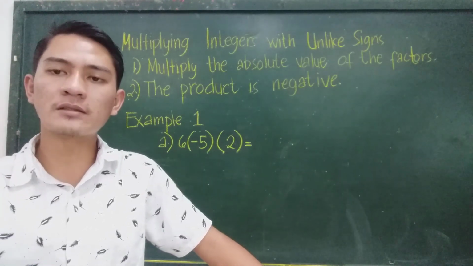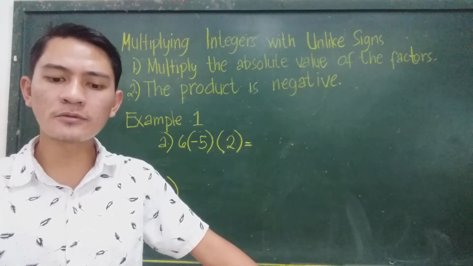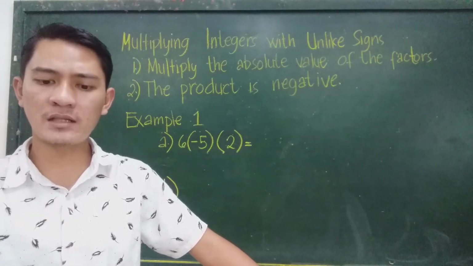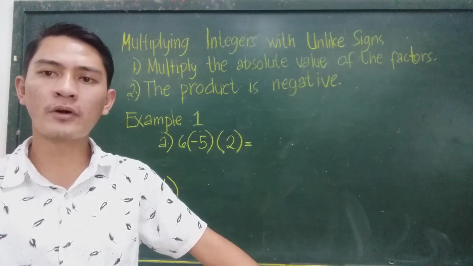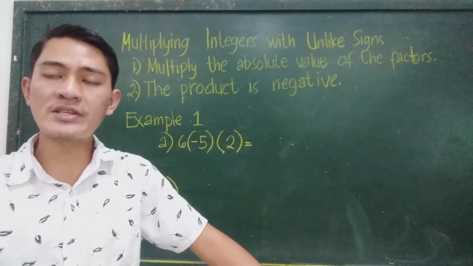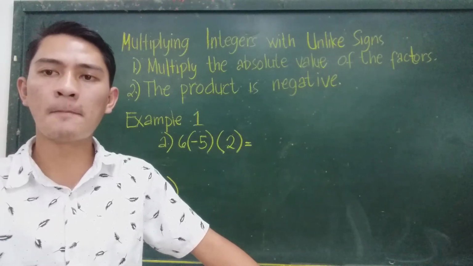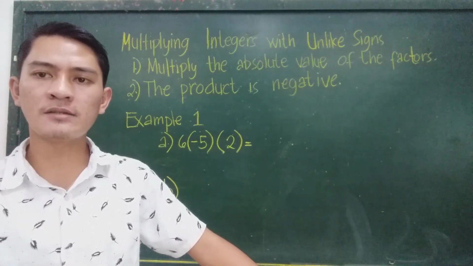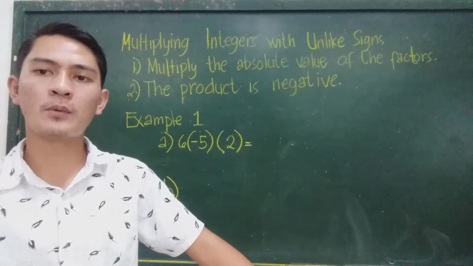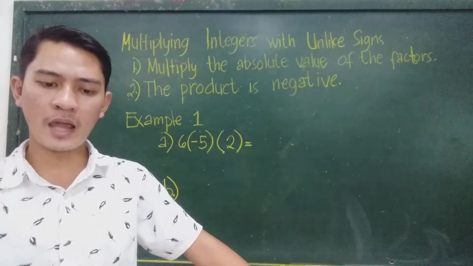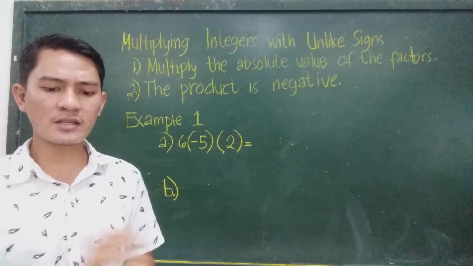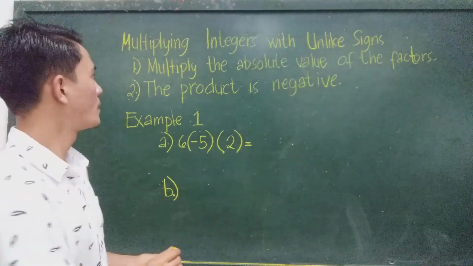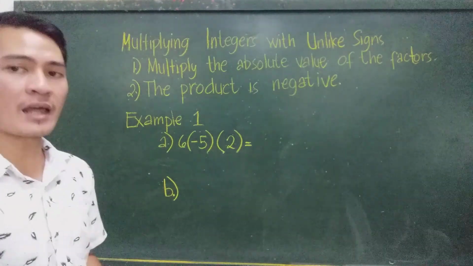Likewise, the product of 4 multiplied by negative 2 is the sum of 4 negative 2's. We have 4 multiplied by negative 2 is equal to negative 2 plus negative 2 plus negative 2 plus negative 2, and the result will be negative 8. So here we have the rule: multiplying integers with unlike signs.